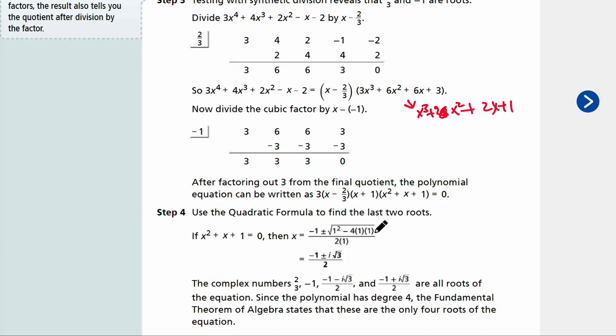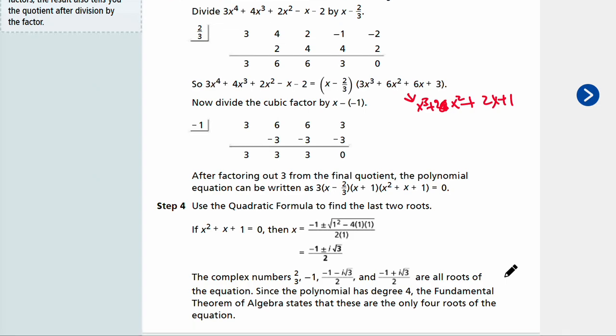If you use the quadratic formula for this last polynomial, x squared plus x plus 1, you know that your discriminant is negative. So use the quadratic formula, you'll get two complex solutions. So for this polynomial, you have two real solutions and two complex solutions. Yeah, and so this is degree 4. So we have all 4 roots. So now we're done. The fundamental theorem of algebra states that these are the only 4 roots of the equation.